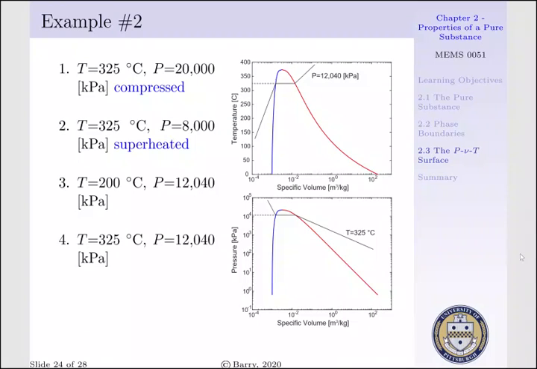Now, say we're given a pressure of 12,040 kPa and a temperature of 200 degrees centigrade. Since our temperature is less than our saturation temperature for our given pressure, we're going to exist as a subcooled liquid. And lastly, if we're given a temperature of 325 degrees centigrade and a pressure of 12,040 kPa, we're going to exist as a saturated substance. That is, we're going to exist on the line that extends between our saturated liquid and saturated vapor curve. Thus, we'll need one more unique identifying property to tell us where we exist, i.e., specific volume.